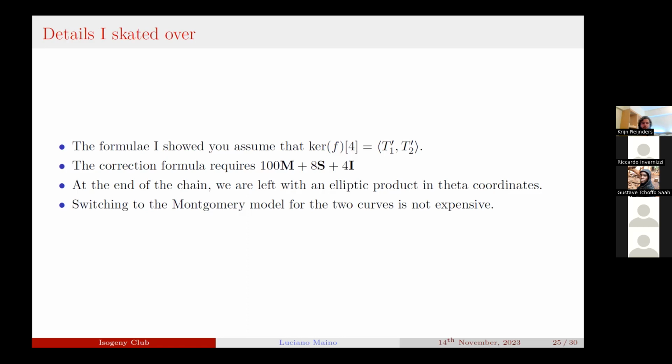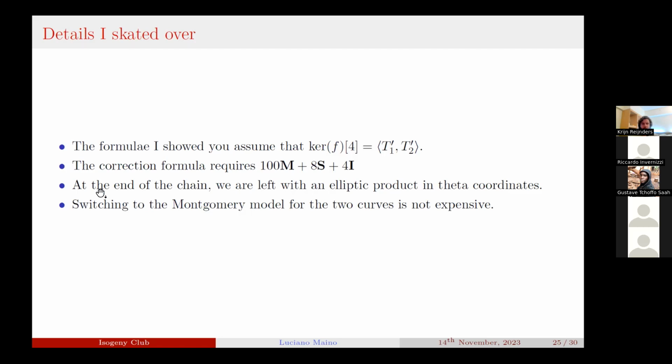And this correction formula changes the symplectic basis, giving you the theta structure. This correction formula requires 100 multiplications plus 8 squares plus 4 inversions. This is a constant overhead, which means that no matter the length of your isogeny, this is a step that you have to perform anyway.